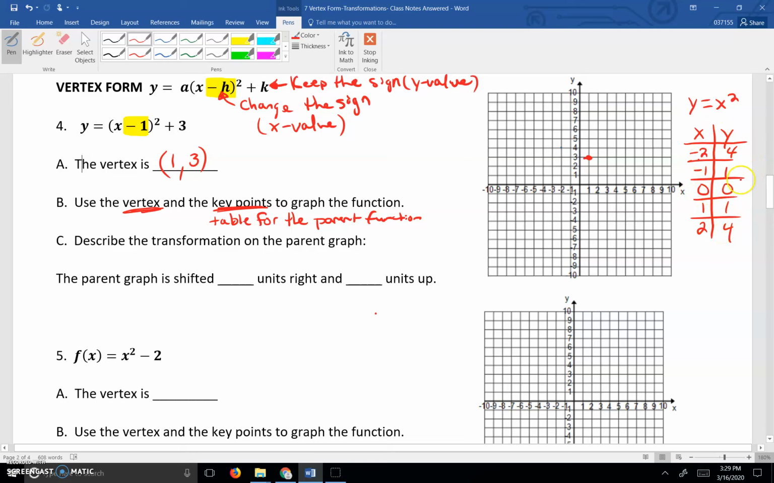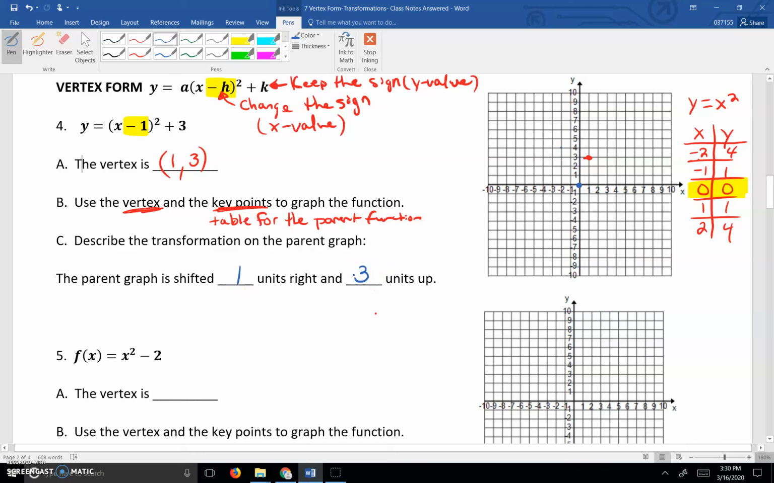We're going to use this table for all of these examples to figure out what's happening to the parent function. And the way we do that is we start by looking at the vertex. The vertex of my parent function is the point 0, 0. So if I look at my vertex from my parent function, vertex was here at 0, 0. To get from my parent function vertex to the vertex of my new equation, I went to the right 1 space and up 1, 2, 3 spaces. So the parent function shifted 1 unit right and 3 units up.